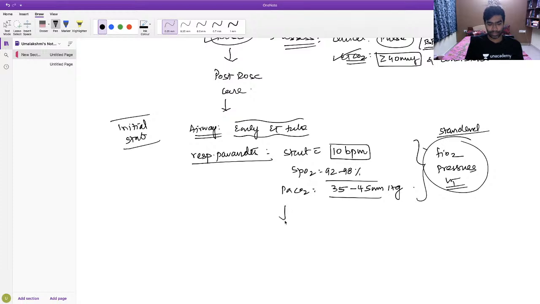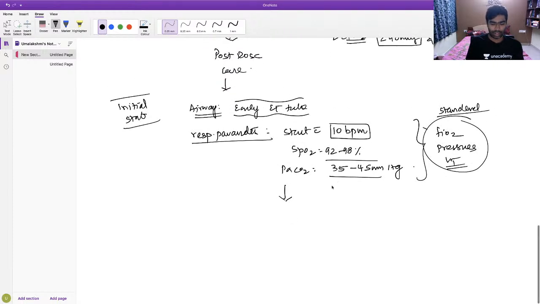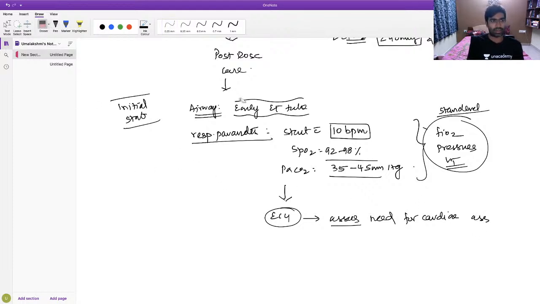Then after this, you are definitely going to obtain a 12 lead ECG. Why do I want to do a 12 lead ECG? Because I want to assess the need for cardiac intervention. If the patient is having a STEMI, I can take the patient to the cath lab, or usually we don't suggest thrombolysis in this kind of situation. I want to know whether the patient will need any cardiac intervention further, any additional cardiac management.